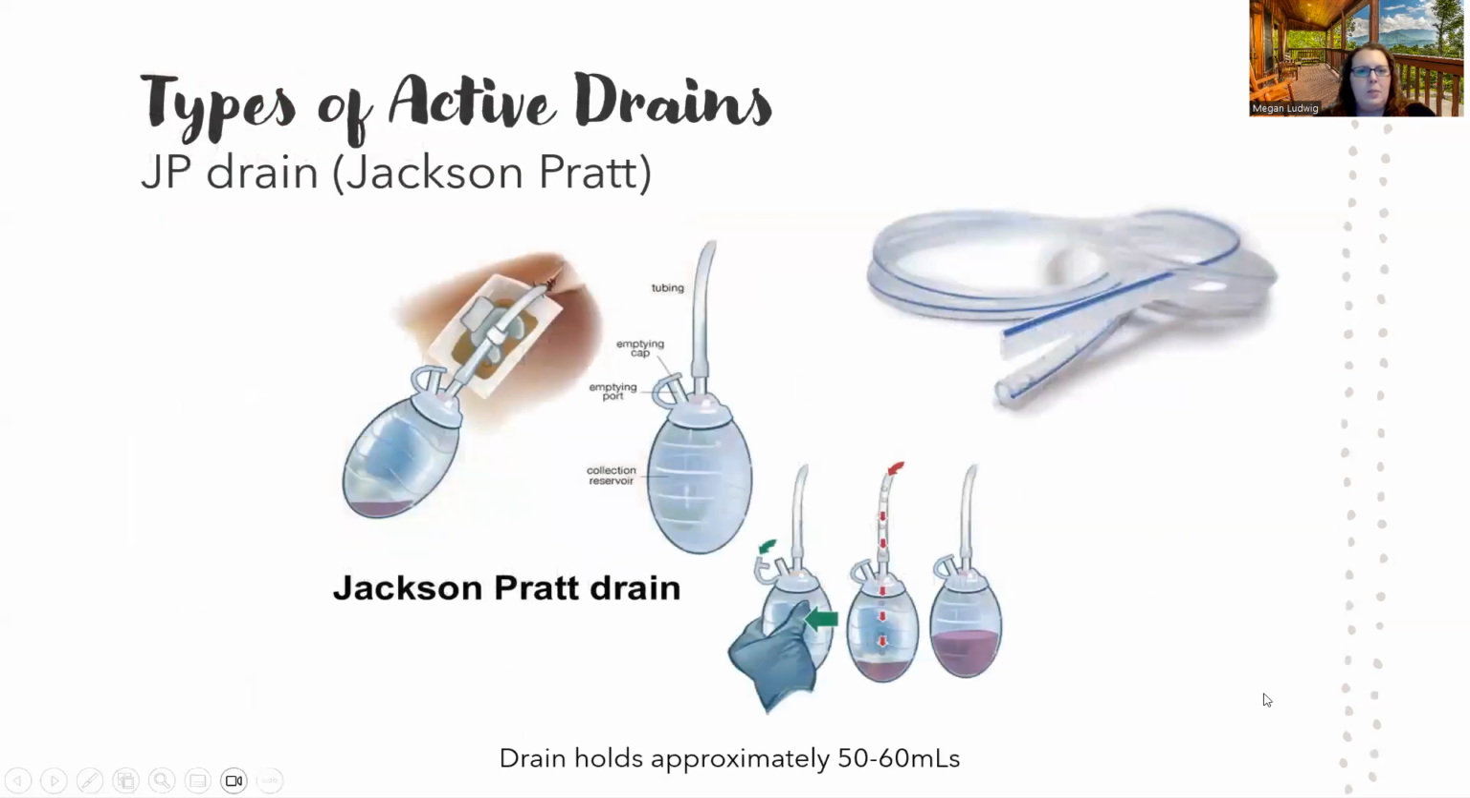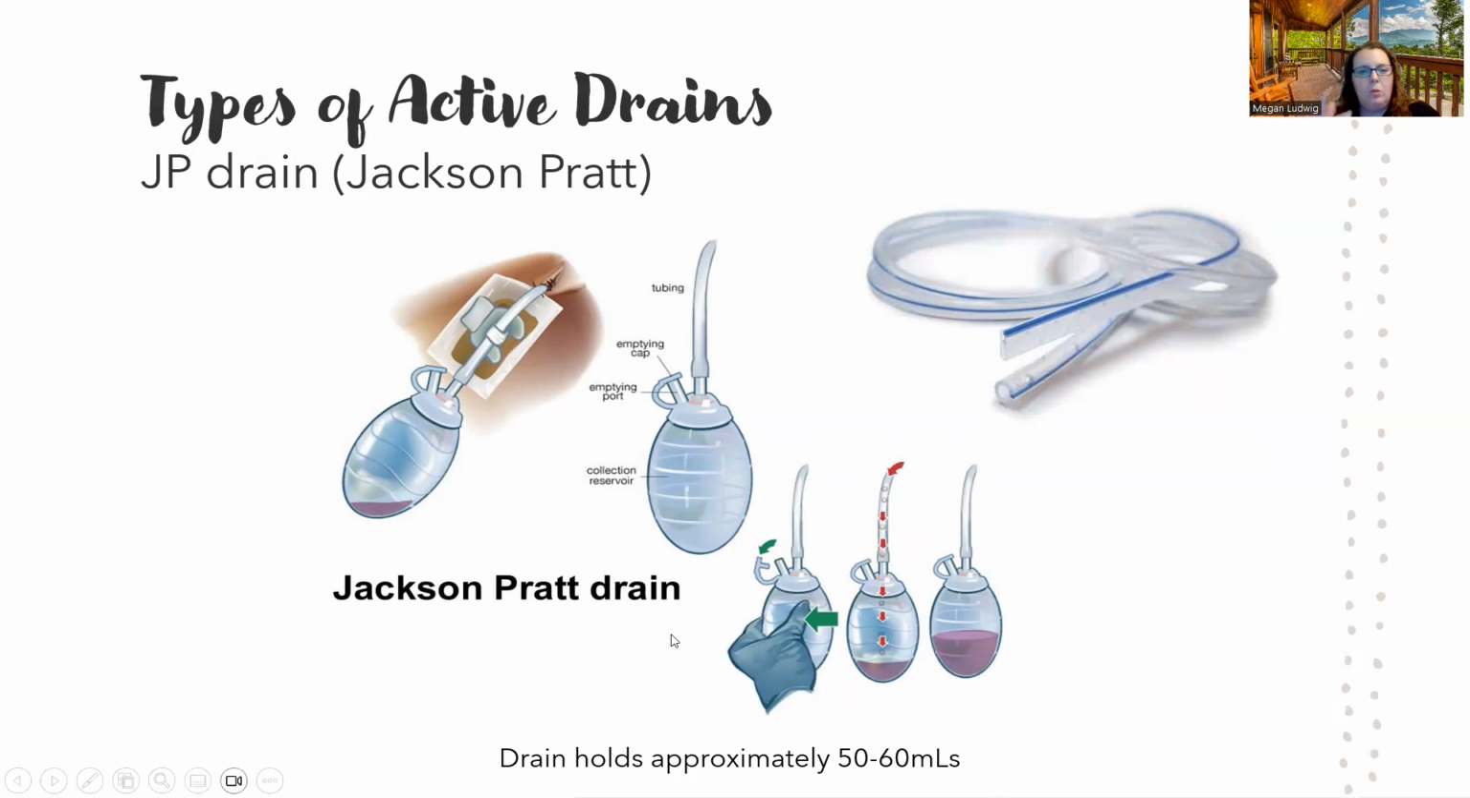Okay, so let's get into some of these specific active drains. One of the most common ones you're going to see is the JP. JP stands for Jackson Pratt drain. So it is active because look here, it has this little bulb, or sometimes they call it a grenade. It's a grenade style type of active drain that is empty when you put it on, okay? In this first one, it's completely empty. To activate it, that's what this picture is showing you.